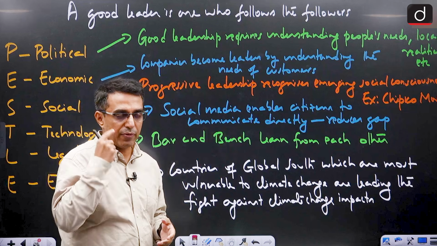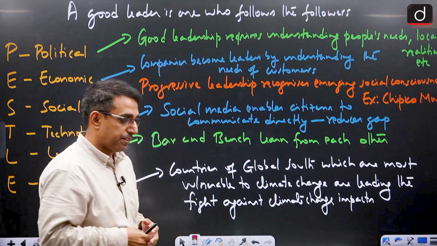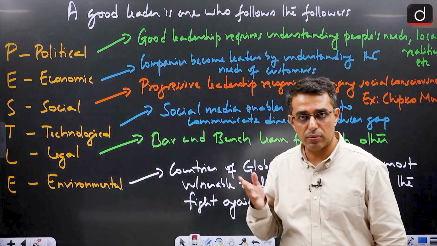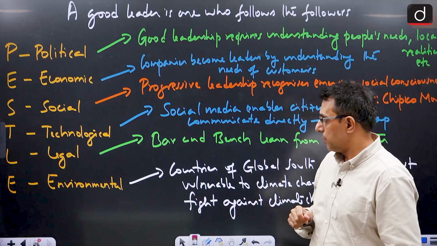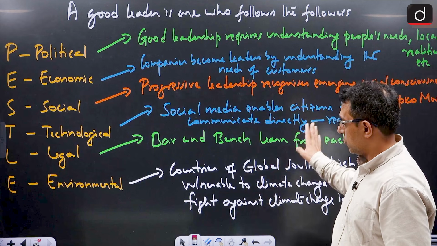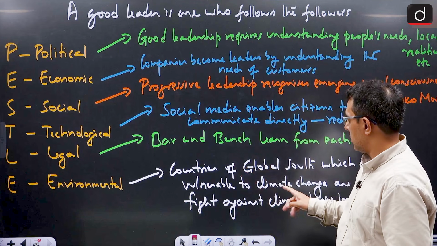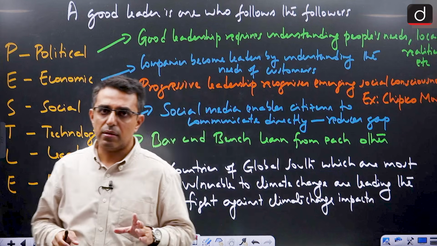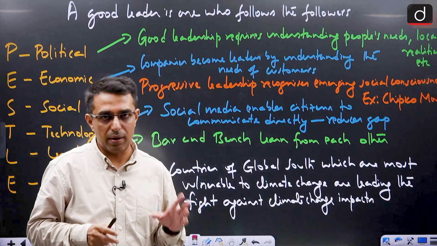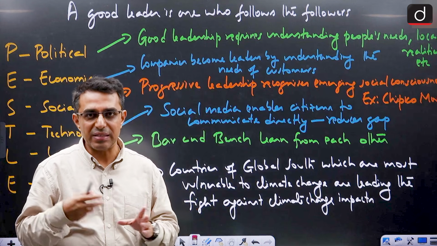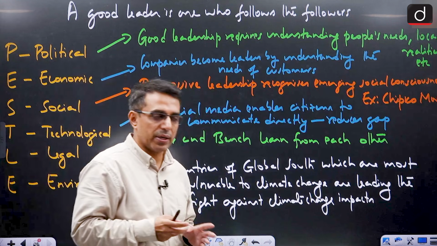has reduced the gap between followers and leaders. And now the leaders can also follow their followers, right? So that has been enabled by social media. In technological dimension, we have seen the social media example. In legal dimension, again we can see that the judges also look up to the bar, the lawyers, right, for various improvements, suggestions, how to improve the functioning of the court, etc.